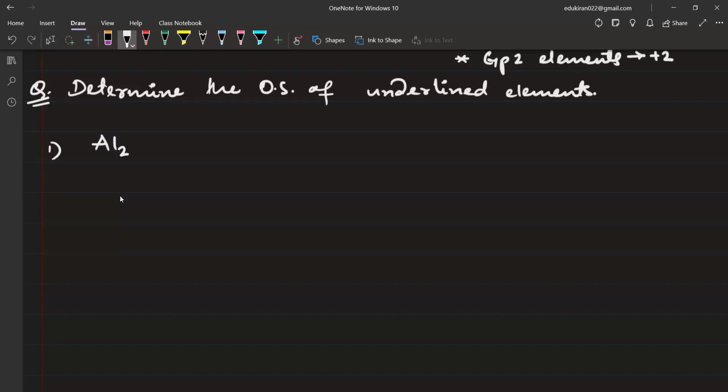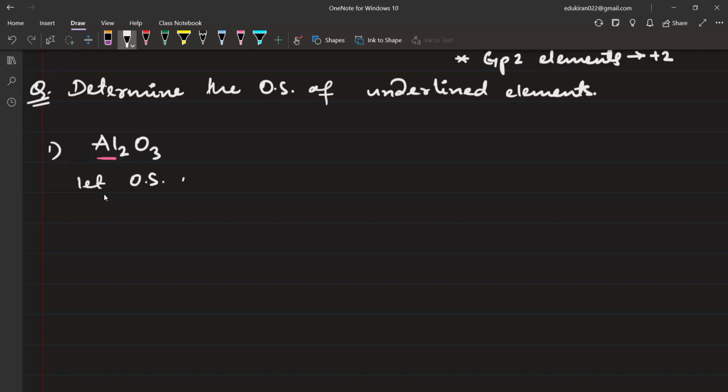For example, you have Al2O3, aluminium oxide. Here you have an underlined element; suppose you have aluminium underlined. So how are we going to find it? Please see, don't write anything. Understand properly first. What do we have to find? You have to find it for aluminium.